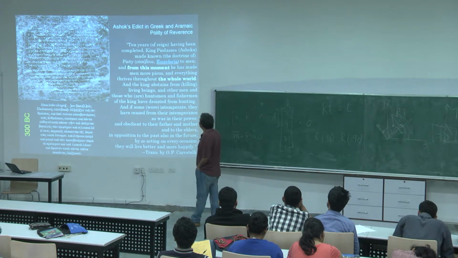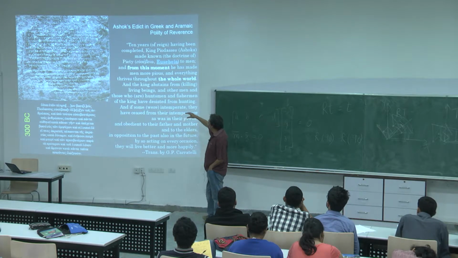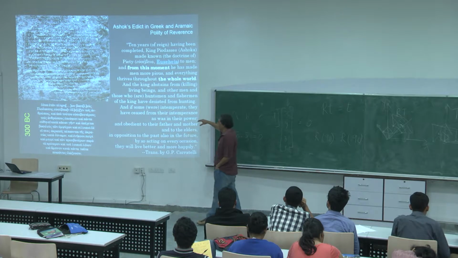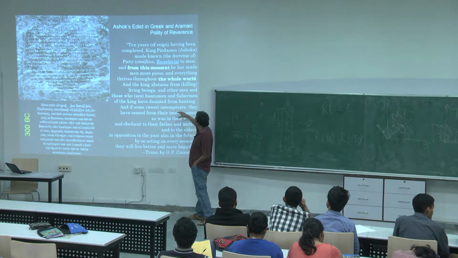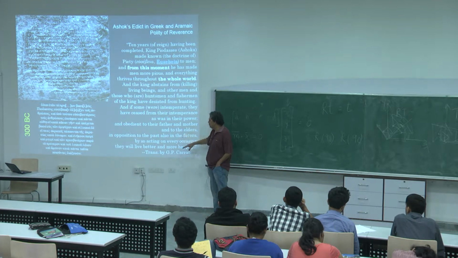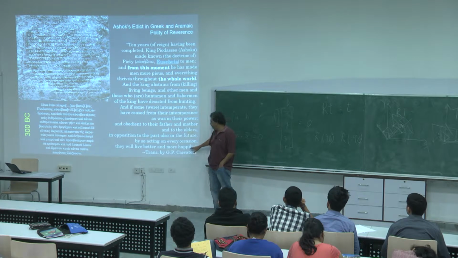And the king abstains from killing living beings and other men, and those who are huntsmen and fishermen of the king have desisted from hunting. And if some were intemperate, they have ceased from their intemperance, as was in their powers. And obedience to their father and mother and to the elders, in opposition to the past, also in the future. By so acting on every occasion, they will live better and more happily.